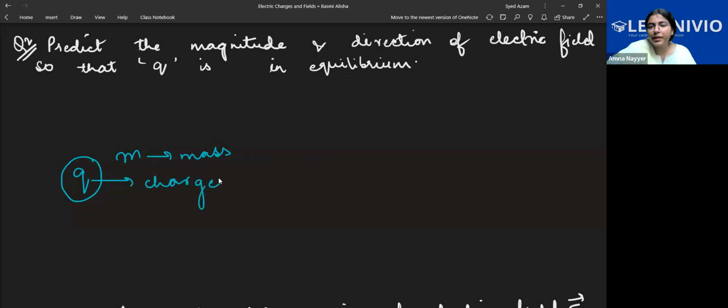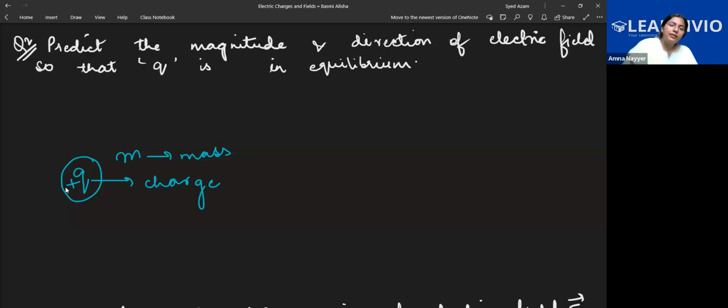Charge. Now here this is a positive charge. Here the electric field and the forces are acting. Two things are obviously acting. Electric forces are acting and electric forces are giving rise to electric field. This is the scenario. Now we want to calculate the magnitude and direction of electric field.